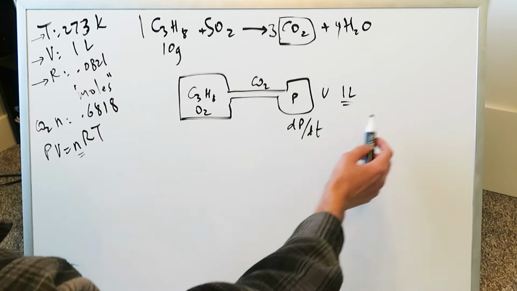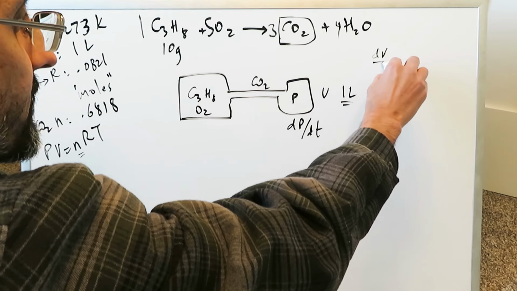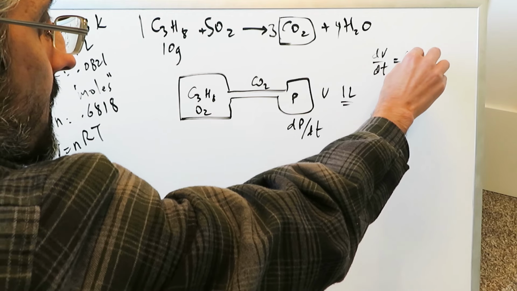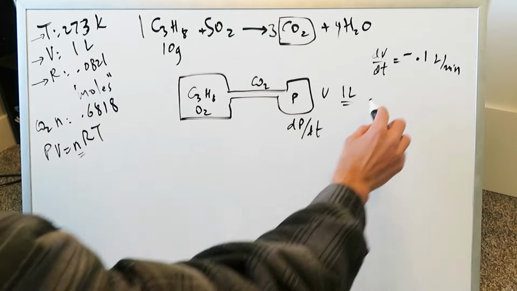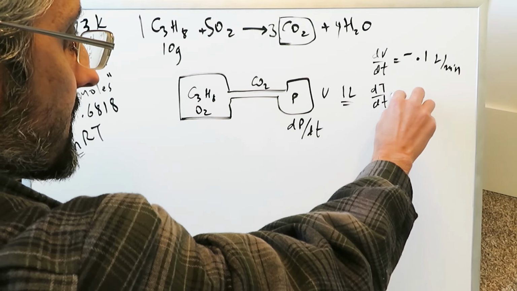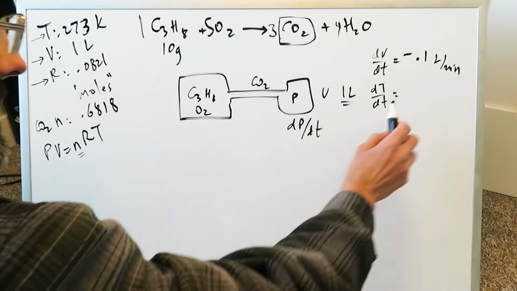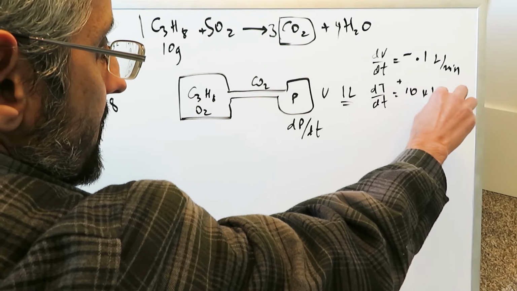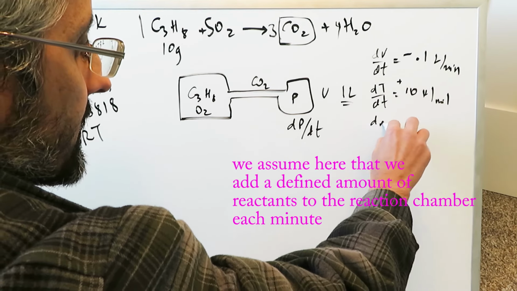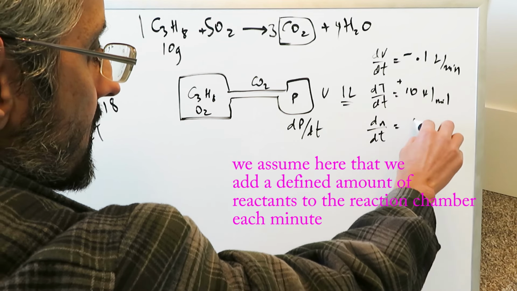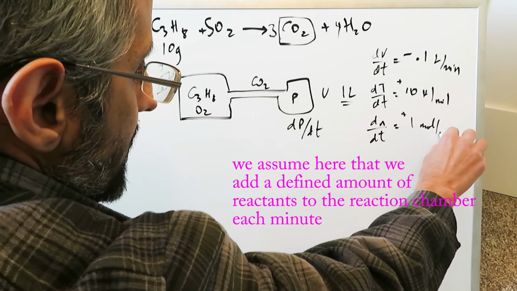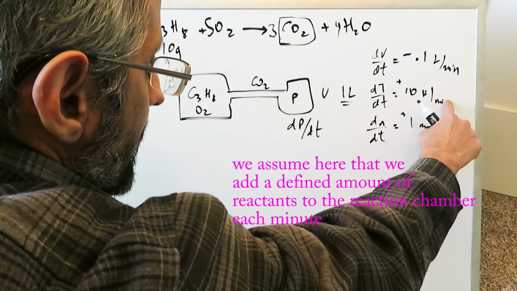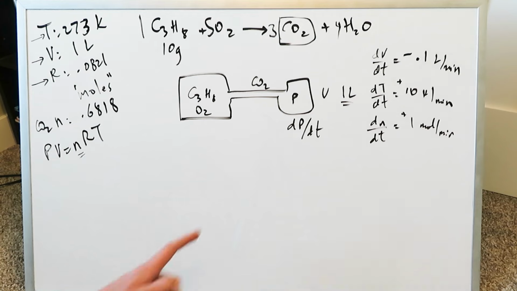Now we need some other items over here. We're looking at a change in volume over change in time as what? Minus 0.1 liters per minute. Everything here is in terms of minutes. We're looking at a change in temperature over change in time as what? Our temperature will increase by 10 Kelvin per minute. And then the change in moles over change in time is 1. We're going to increase the moles by 1 mole per minute. That's what we have over here. All of these parameters are going to come into play.